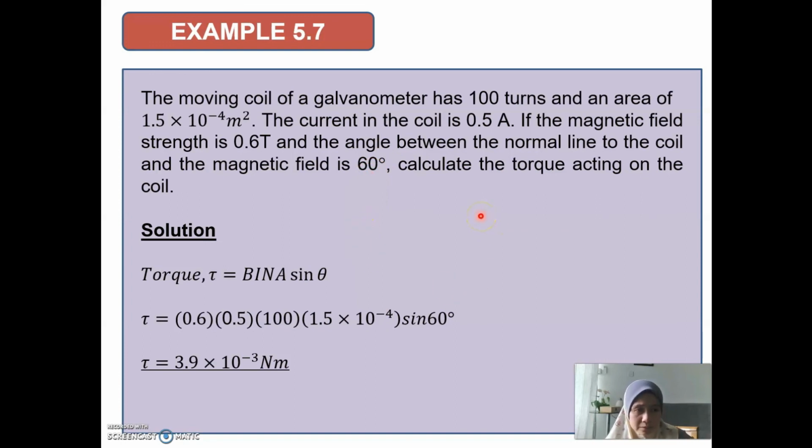So soalan ni direct. You have to find the torque, you guna NIAB sin theta with all the following values given in the equation, in the example you just masuk, and then you will get the torque. Torque unit dia Newton meter. So I hope you can adapt what I have been presented.